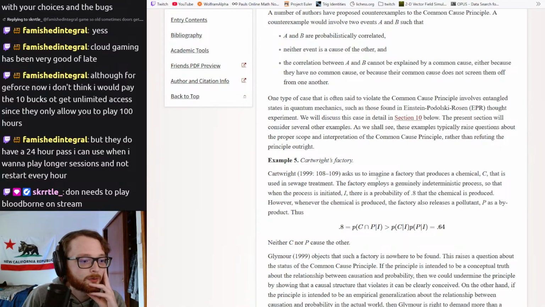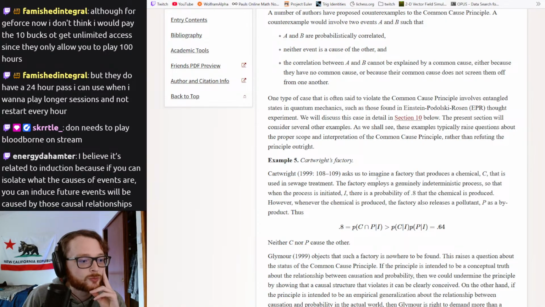Now I don't think I would pay the $10 or get unlimited access since they only allow you to play 100 hours. That sucks. They do have a 24-hour pass I can use when I want to play longer sessions, not restart every hour. Oh, nice. Don needs to play Bloodborne on stream. I do. I wasn't happy with how the emulator ran on my computer. And I was thinking about the offer that you made me about the PlayStation, but I realized the ping would probably not be great. That would be an issue for a game like Bloodborne. Sony just needs to port it to PC like they have almost all of their other exclusives, just not Bloodborne.